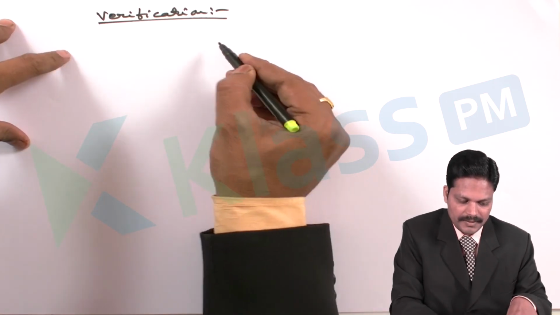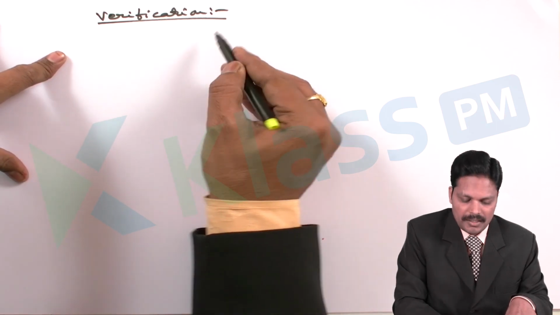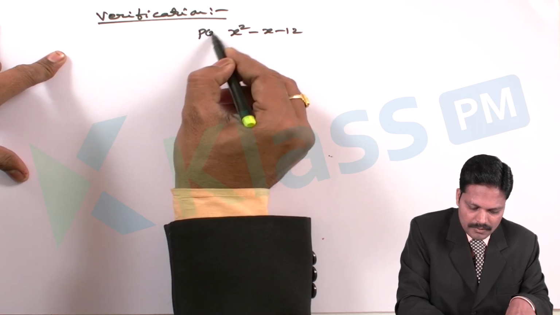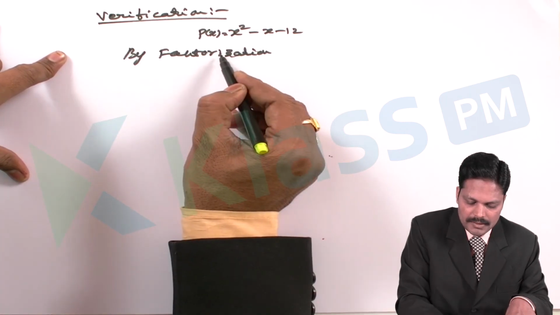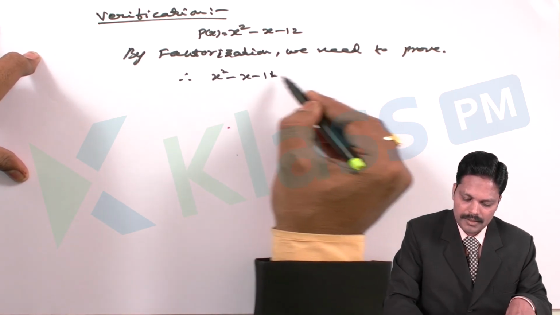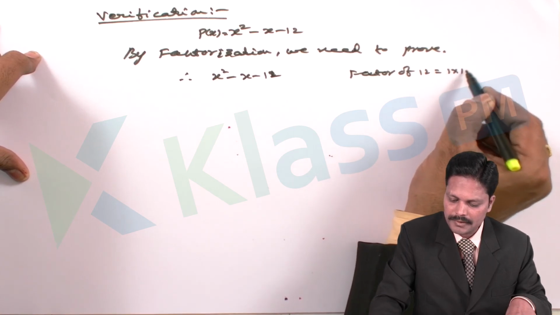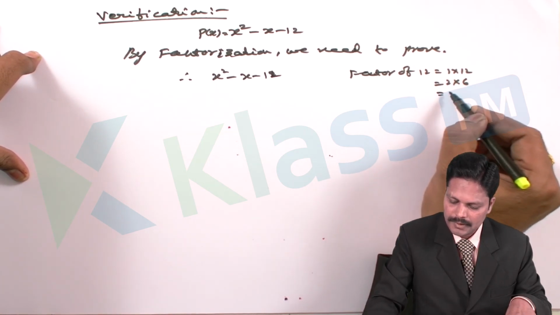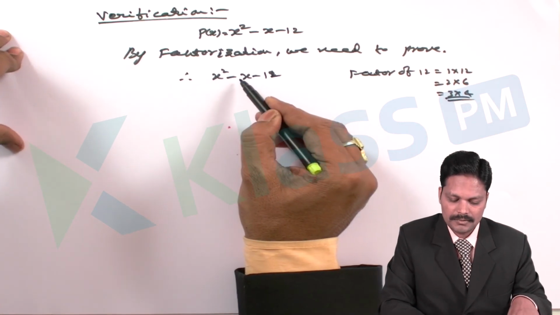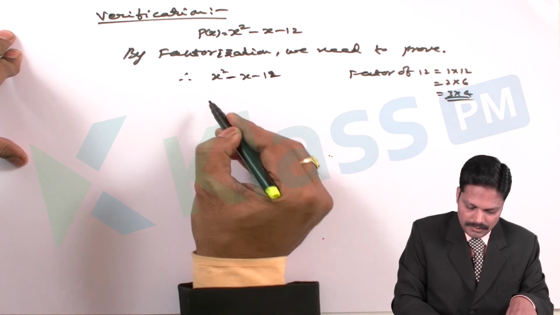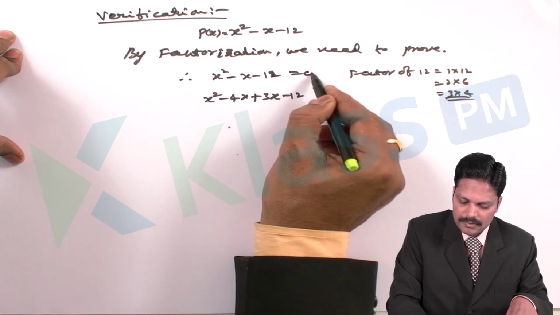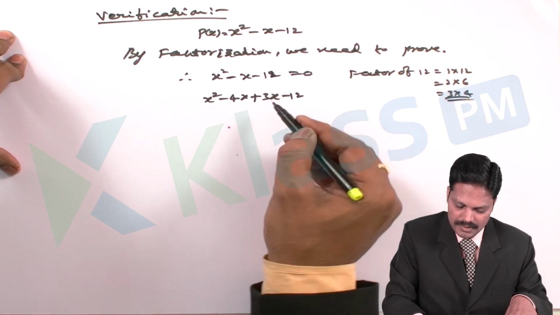How should we verify that? Our given polynomial is x square minus x minus 12. By factorization we need to prove it. Factors of 12 are 1 into 12, 2 into 6, and 3 into 4. By adding or subtracting we need to get the middle x term. We take x square minus 4x plus 3x minus 12 to get 0.